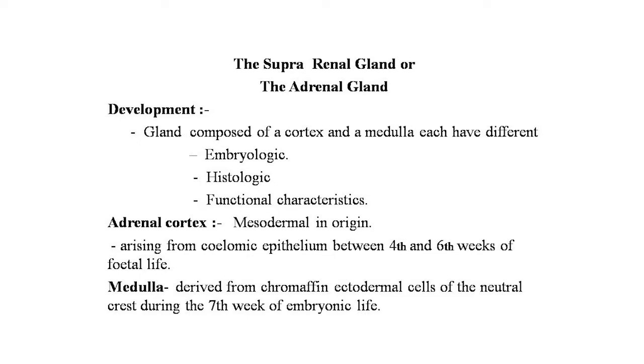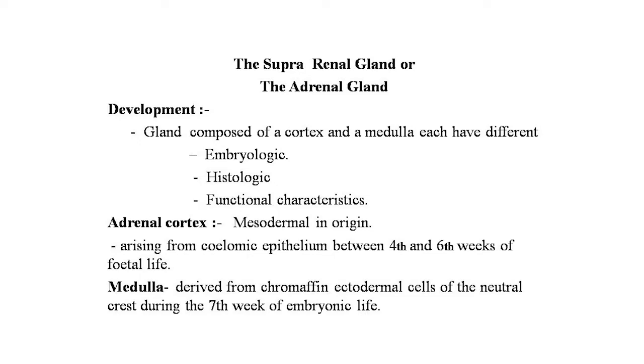The adrenal gland is composed of a cortex and medulla, each having different embryogenic, histologic and functional characteristics. The adrenal cortex is mesodermal in origin and arises from the coelomic epithelium between the 4th and 6th week of fetal life. It gradually differentiates into a thin peripheral neocortex and a thick inner fetal zone. By the 4th month of embryonic life, the adrenal glands are about 3 to 4 times larger than the kidneys, but they gradually decrease in size thereafter till they assume normal adult size after the first year postpartum. During this process of involution, the inner fetal zone gradually involutes.